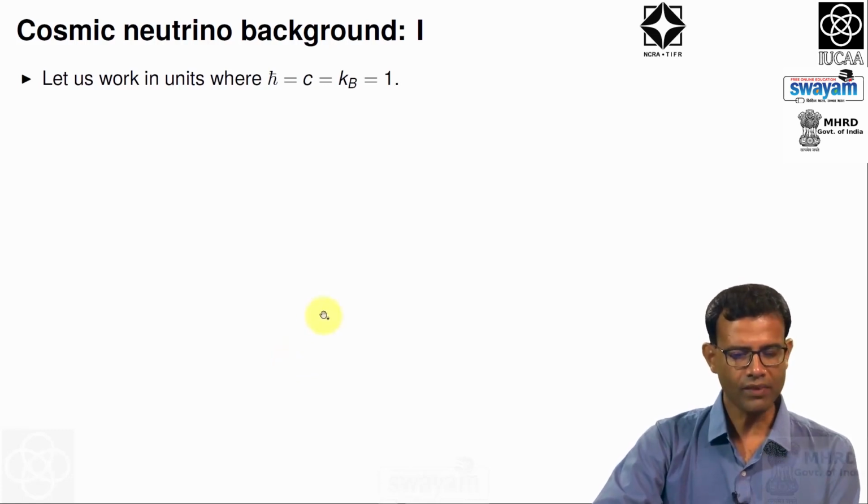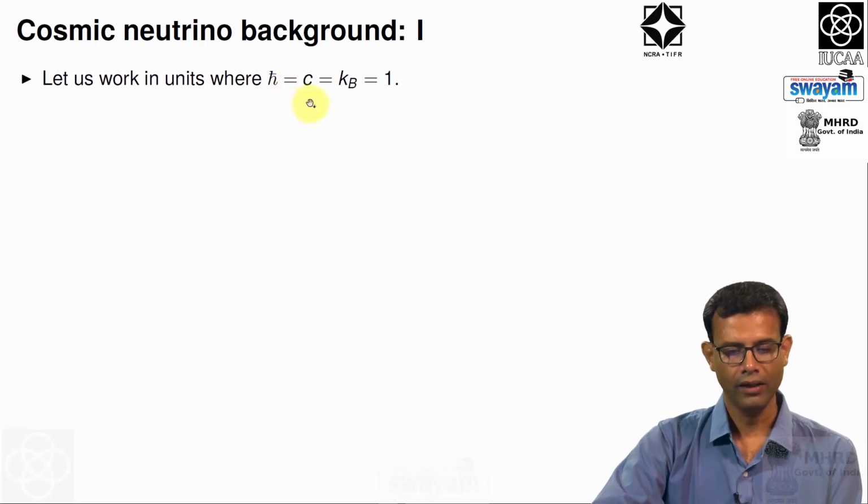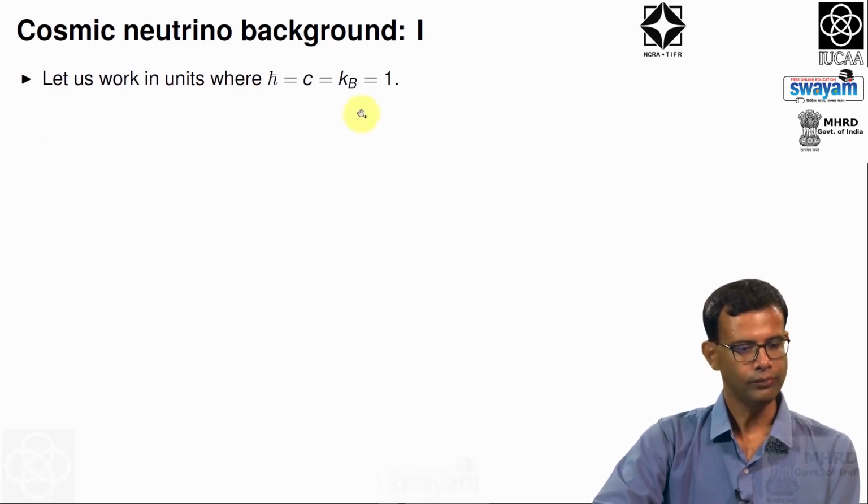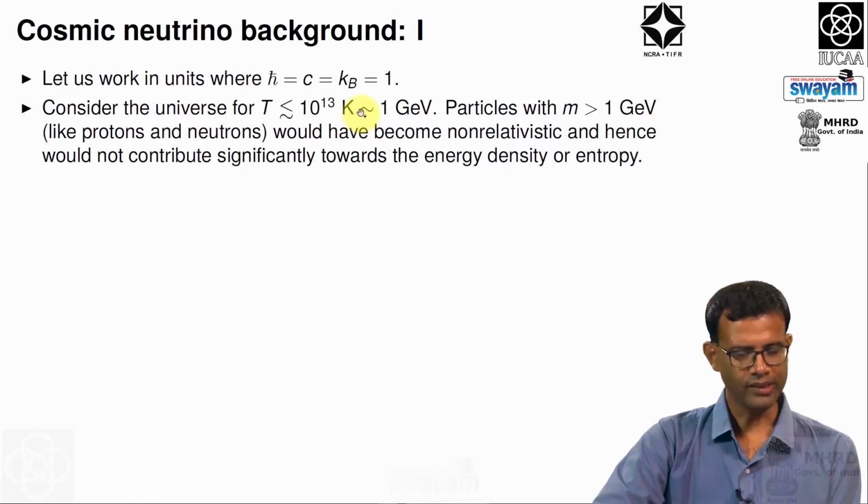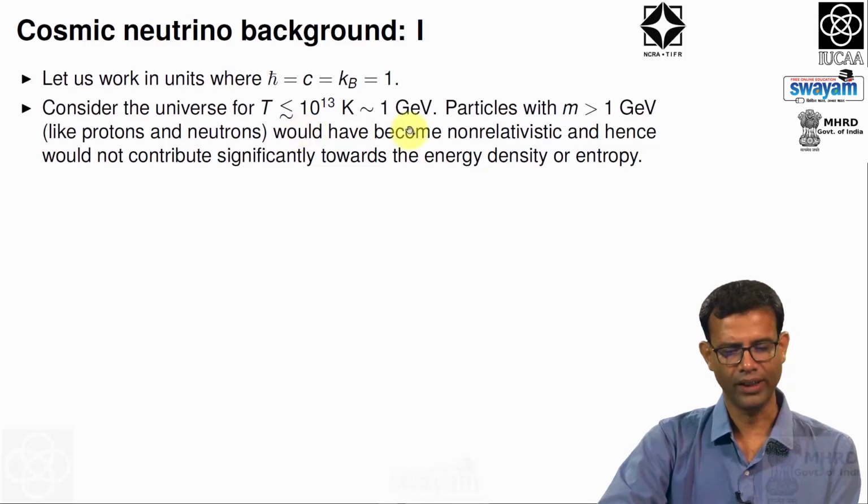So, for the rest of the lectures we will work in units where we have taken h bar, c and the Boltzmann constant to be 1. That makes the expressions look simpler, the mathematics a bit easier, that is all. Consider the universe when the temperature is, let us say, less than 1 GeV.